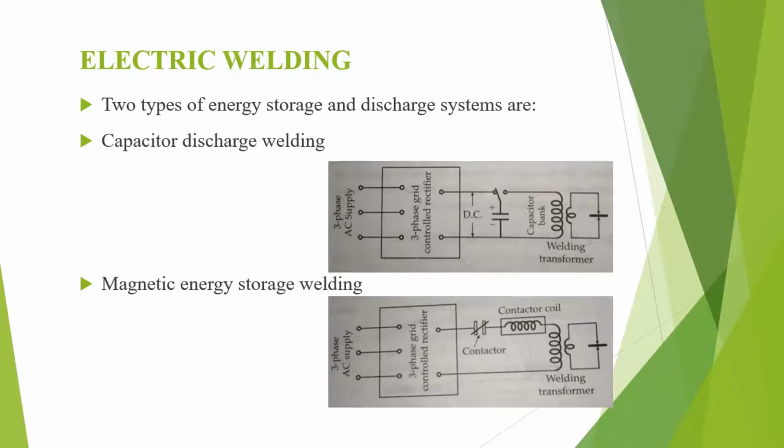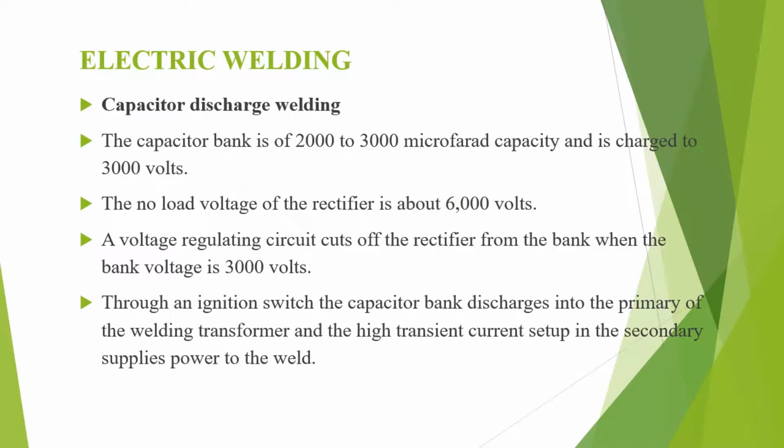Two types of energy storage and discharge systems are capacitor discharge welding and magnetic energy storage welding. Capacitor discharge welding. The capacitor bank used is of 2000 to 3000 microfarad capacity and it is charged to 3000 volts. The no load voltage of the rectifier is 6000 volts.